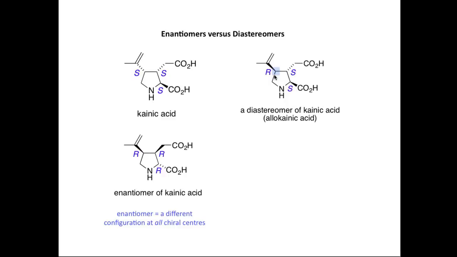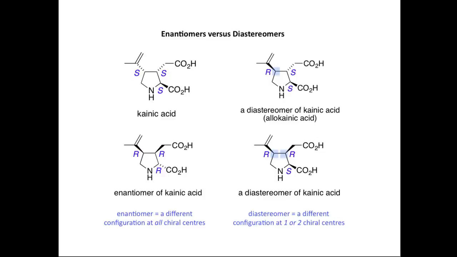When one configuration is different but the other two are the same, then this is called a diastereoisomer of kainic acid. It's actually given the name allokainic acid. If we change two of the chiral centers to a different configuration, in this case the top two from SS to RR, you get another diastereoisomer of kainic acid. This chiral center here has the same configuration as kainic acid. These two are different. So in terms of a definition, a diastereoisomer has a different configuration at one or two of the chiral centers.